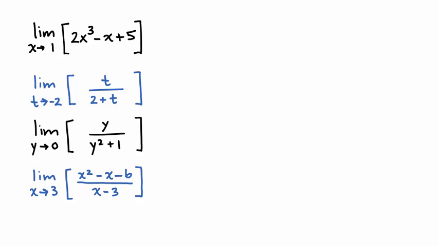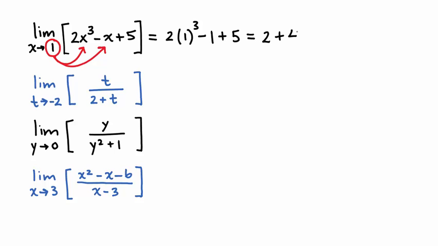The number to the right of the arrow underneath the limit symbol is called the limiting value, and in this case, it's 1. Direct substitution is just a substitution. The procedure is to take this limiting value and plug it in for every x that you see on the inside of the limit. So let's go ahead and do that and see what happens. I get 2 times 1 to the third minus 1 plus 5. That reduces to 2 plus 4, which is 6.